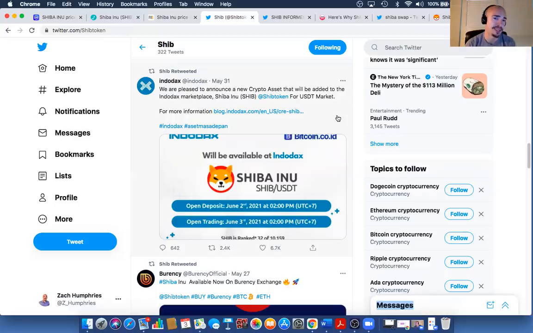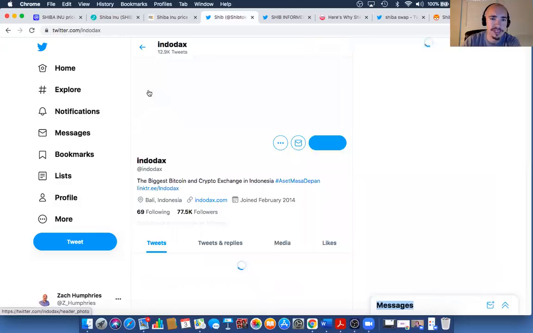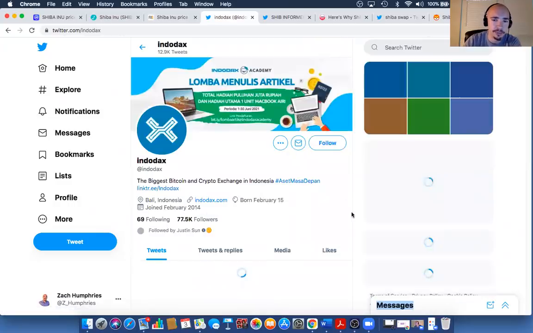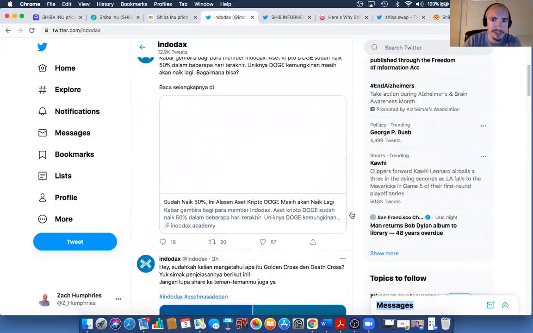So a lot of people believe that there could be a lot of new adopters and new hodlers, or holders, for SHIB coming out of the IndoDAX network. So this is going to be one to watch. Of course, we need to look at it over the next few days just to see how much is said on IndoDAX. In fact, while we're here, let's go see if IndoDAX has tweeted anything recently about SHIB.